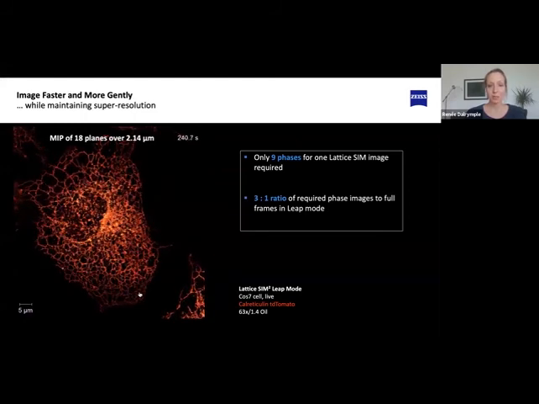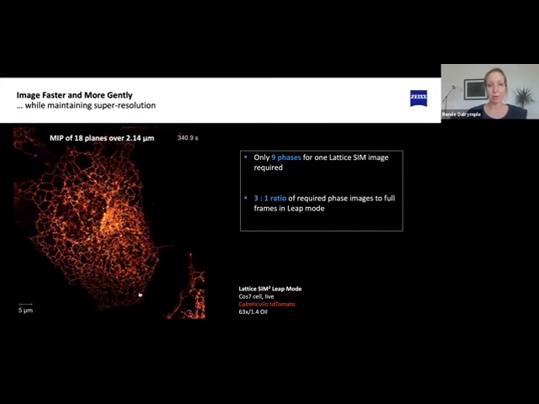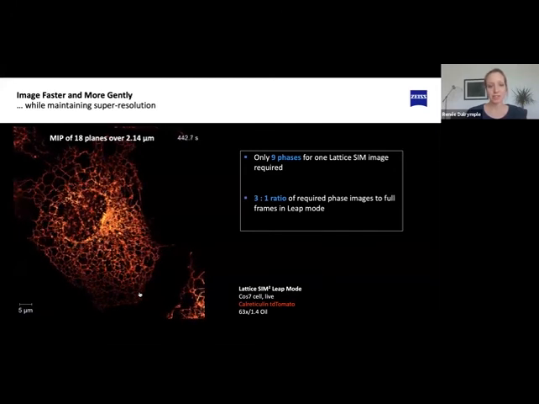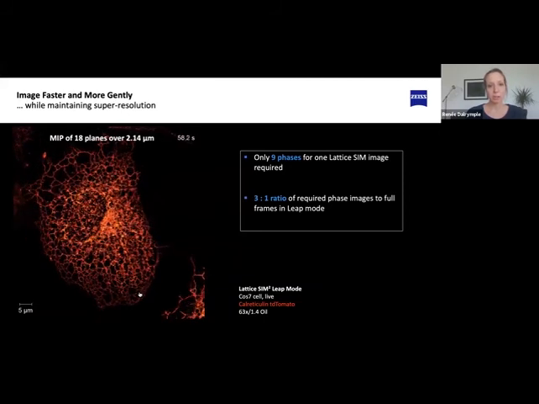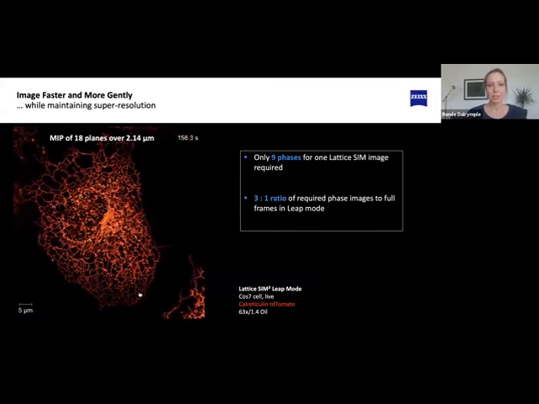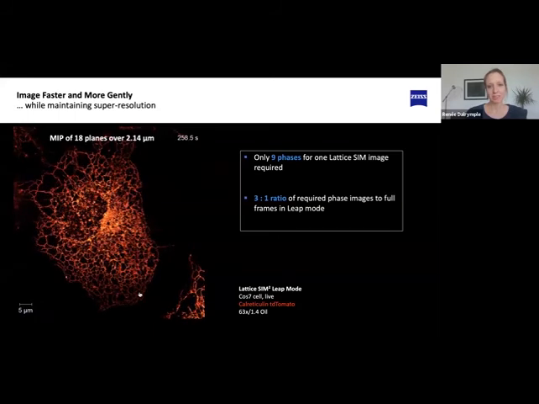Additionally, if you're familiar with the Elyra 7 with Lattice SIM, we also have a modality called the leap mode. The leap mode allows us, when we're collecting 3D data, taking Z-stacks, to actually only acquire every third plane and reconstruct all the intermediate planes. So we can get much faster volume imaging while exposing our samples to less light.